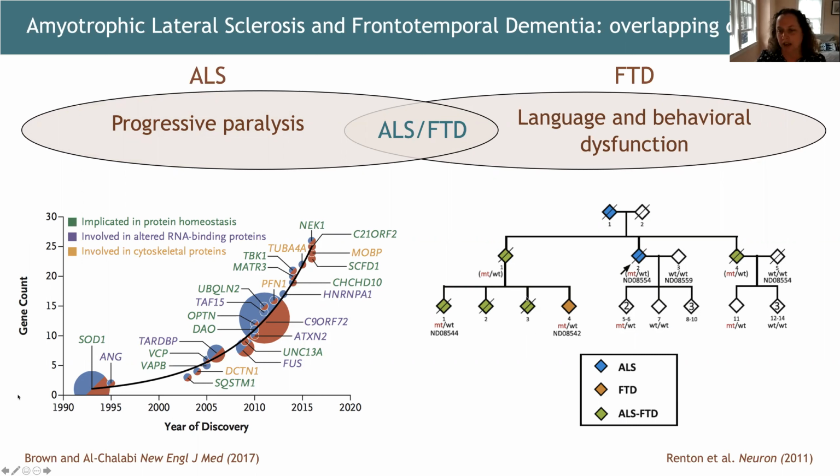The direct role of TDP43 in disease was also confirmed by the identification of rare familial causes of ALS and FTD with mutations directly in the gene encoding TDP43. When these patients have mutations, the pathology looks similar, with this abnormal mislocalization.